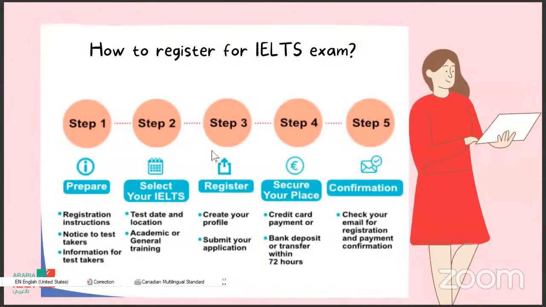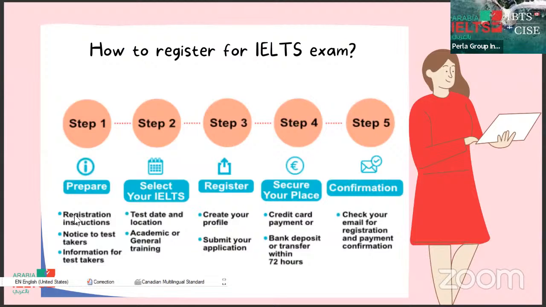Okay, all right. So when it comes to the registration part, as you know, you register with the British Council or the IDP. And then you select the date, you submit your documents, your passport, and so on. You secure your place by either credit card or transfer, 3 days before, and then the confirmation. Okay.